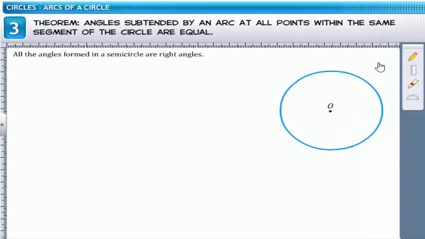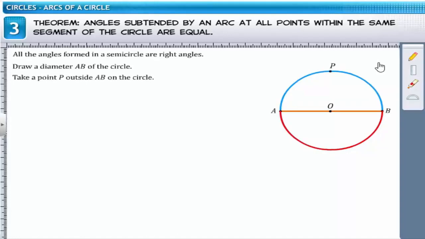Here is an interesting property of angles formed by an arc in a semicircle. All angles formed in a semicircle are right angles. Let us try and prove this. Draw a diameter AB to divide the circle into two semicircles. Now, consider arc AB. Take a point P outside AB on the circle and join AP and BP.